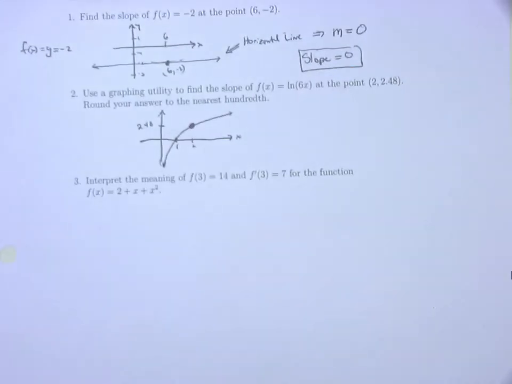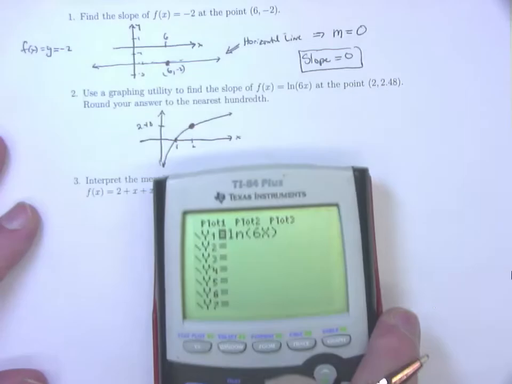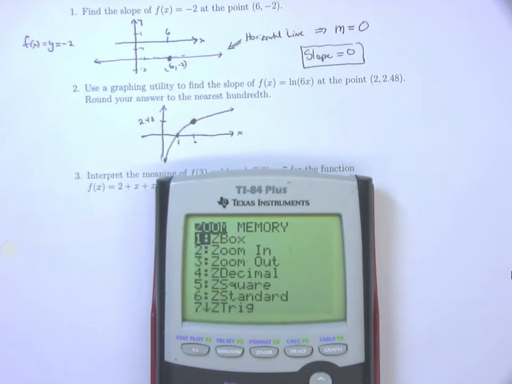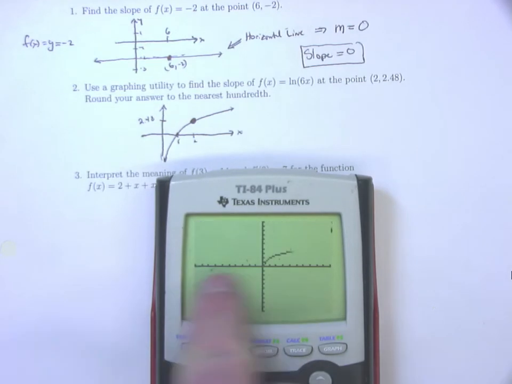But I'm going to use my graphing calculator, so I'm going to go Y=, and type in my function. There it is. Y1 equals the natural log of 6x. And I'm going to do a Zoom 6. Zoom 6 is a negative 10 to 10, negative 10 to 10 screen.